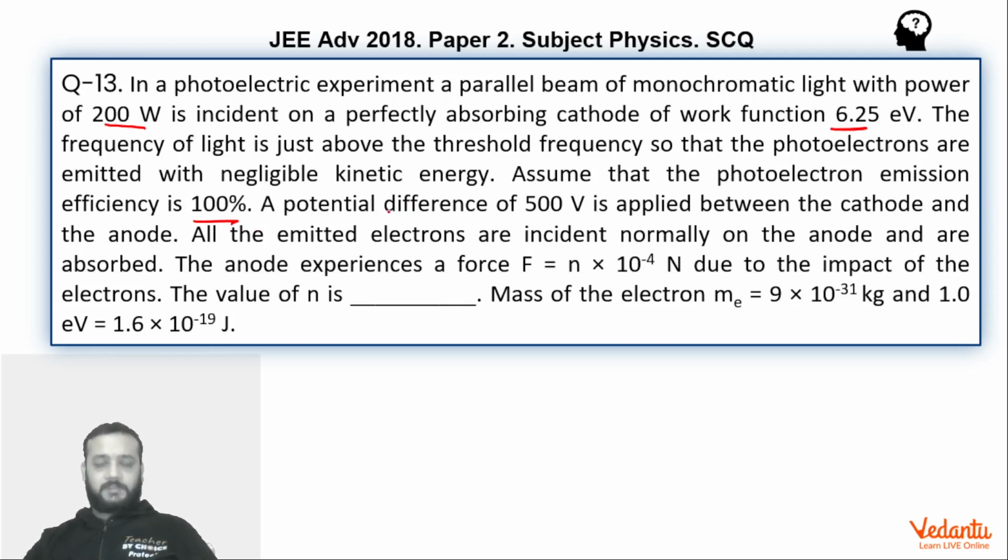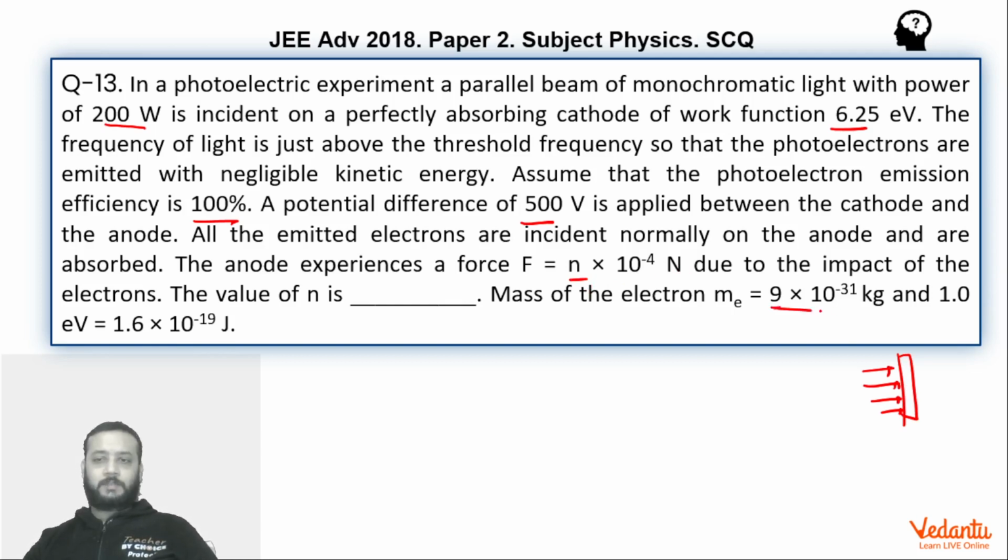Now the electrons which are emitted from the cathode are accelerated through the potential difference of 500 volt and they hit the anode plate normally and they are absorbed by the anode. This is given in the question. So because of this absorption, anode will experience some force because of this beam of electrons hitting the anode with some velocity. We have to calculate that force in the form of n into 10 to the power minus 4 newtons. So we have to compute the value of n here.